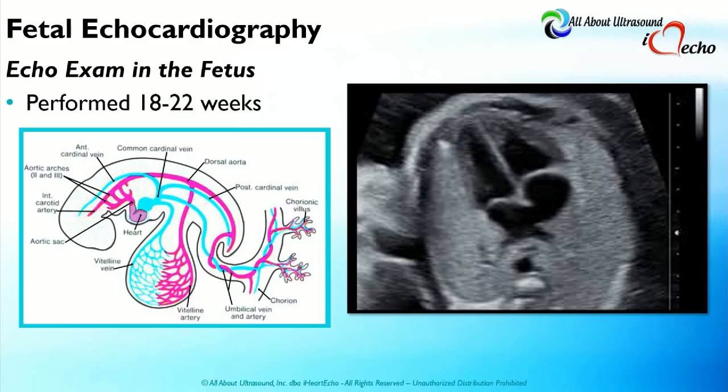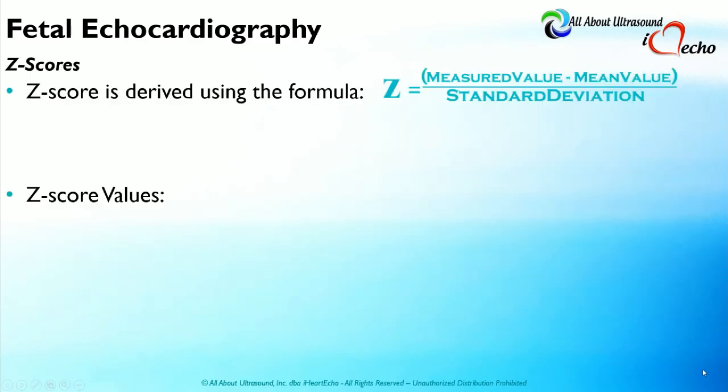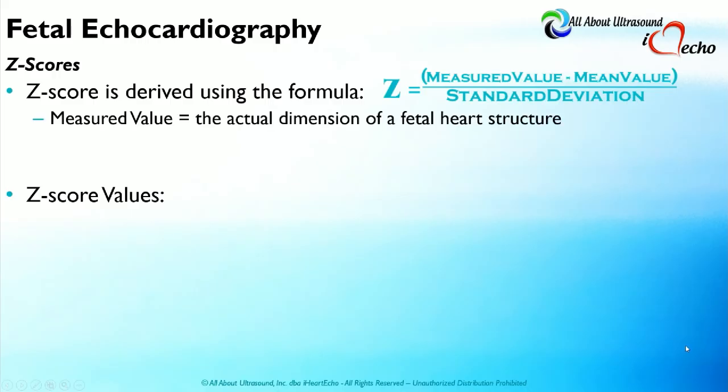And so when we look at a Z score, basically we're looking at the formula that gives us our measured value minus the mean value divided by the standard deviation. So what does that mean? Basically, the measured value is the actual dimension of the fetal heart structure that we're looking at within our echo exam. And so if we're measuring the aorta or the pulmonary artery, we take that measurement and we subtract the mean value for that particular age range, right?